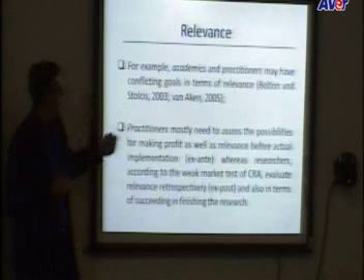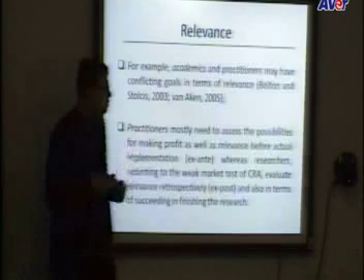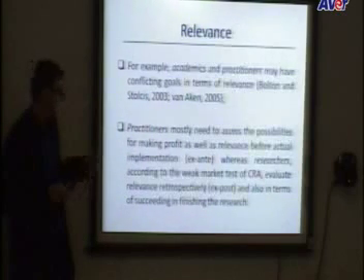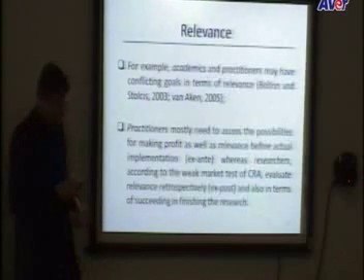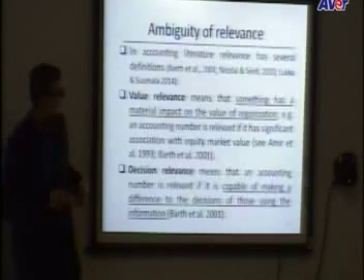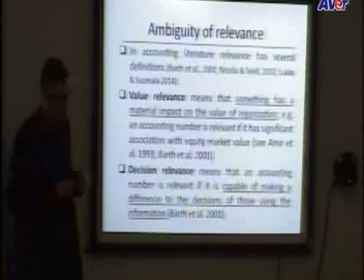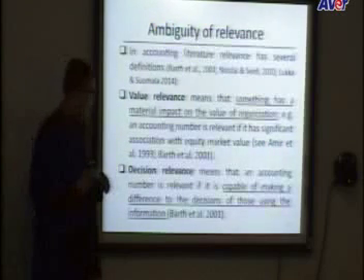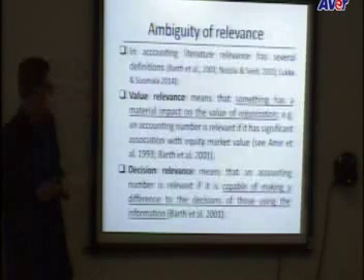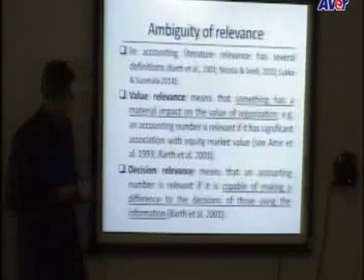Considering that academics and practitioners may have different goals in a case study and different ideas of what is relevant for decision making, practitioners may mostly need to assess the possibilities of making profit, whereas researchers may consider, for example, publication possibilities and so on. And relevance as a concept is somewhat ambiguous. It's not very clear what it means, if research is actually relevant or what it means to contribute to something. But there's the value relevance issue. Decision relevance means that an accounting number is relevant if it's capable of making a difference to the decisions of those using the information.